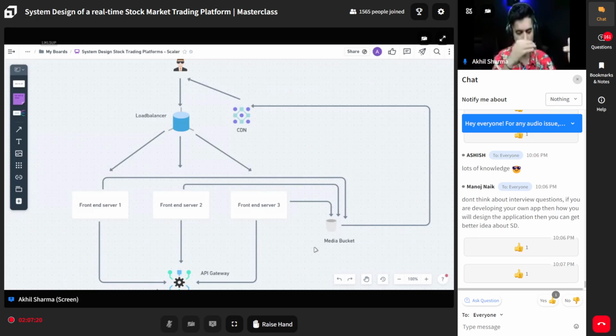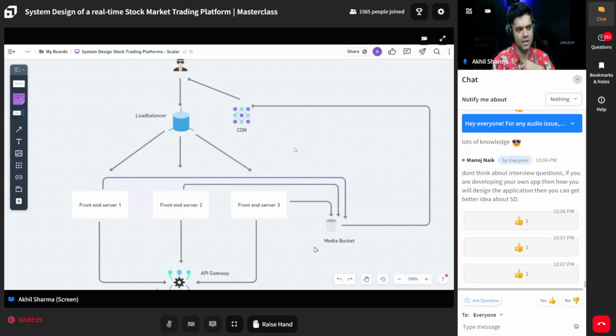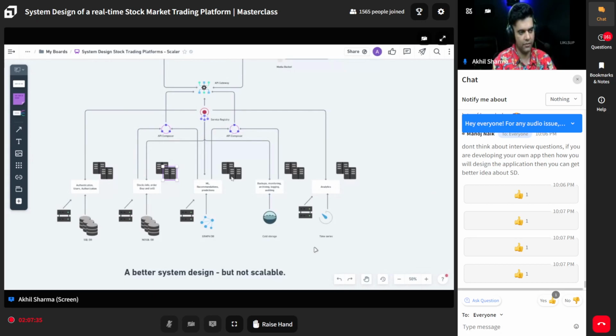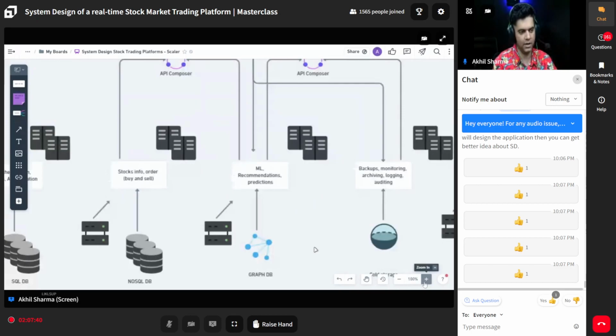We're going to show him with CDNs. He has a load balancer. There are multiple front-end servers, and there's an API gateway now. There's a service registry now. There are API composers now, which we all know about. Then there are separate servers, which are again all scaled. But the big difference here is that all the servers have their own databases now, like authentication, users, and authorization.